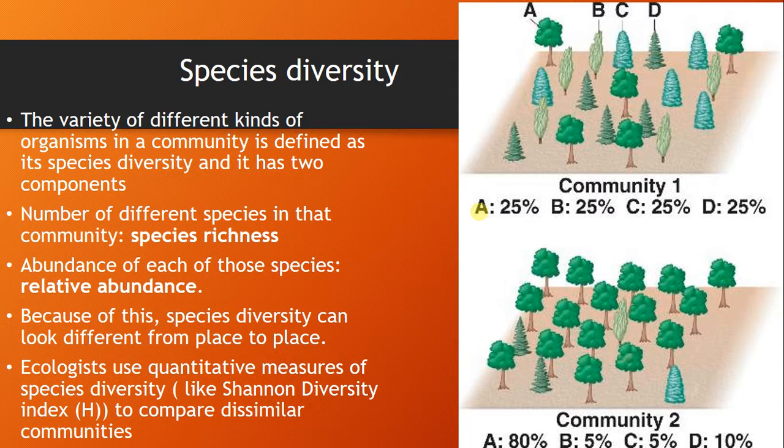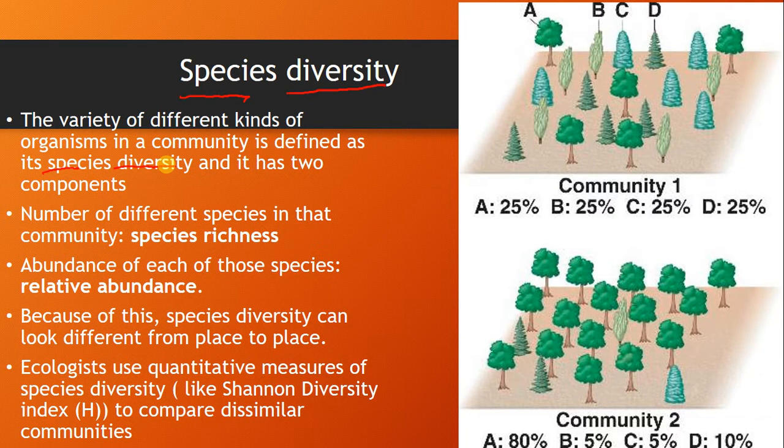So first of all, we're going to talk about species diversity. Pretty much every community has more than one species. And the variety of different kinds of organisms in a community is defined as its species diversity. And it has two components. And why is that? Because what do we mean by diversity? We know a diverse anything has many different members of that group. But what exactly do we mean by diversity? How can we measure if a community is diverse or not? We use two different factors.